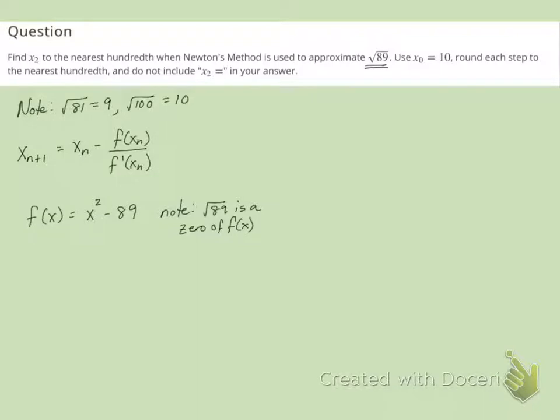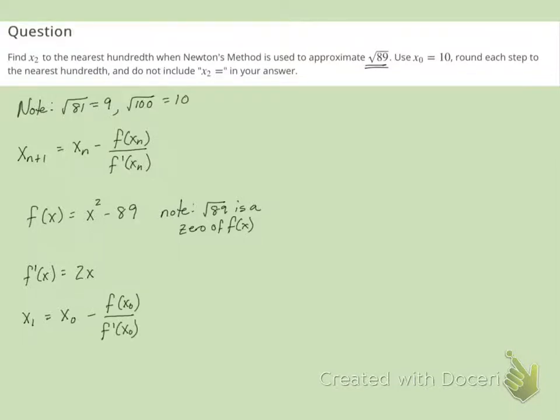So here's our f of x. Let's find f prime of x. So this will be 2x, which means that x sub 1 is going to equal x sub 0 minus f of x sub 0 over f prime of x sub 0.